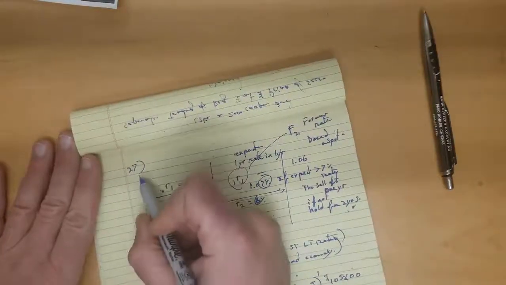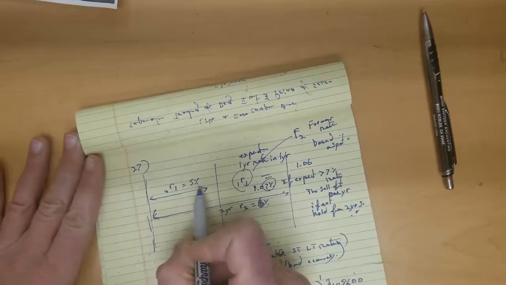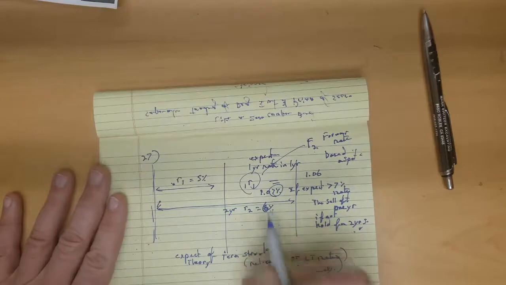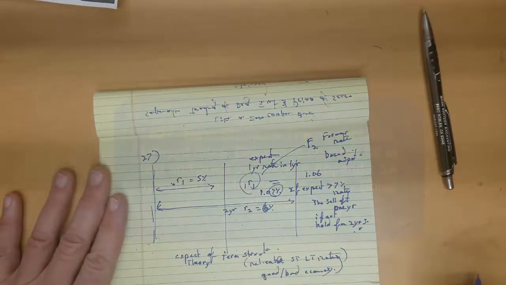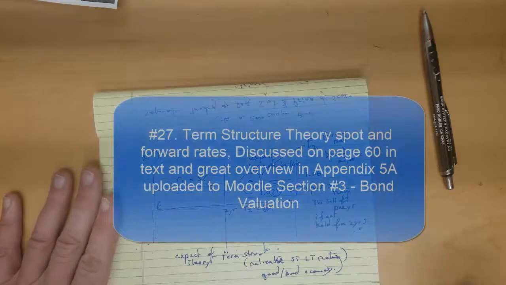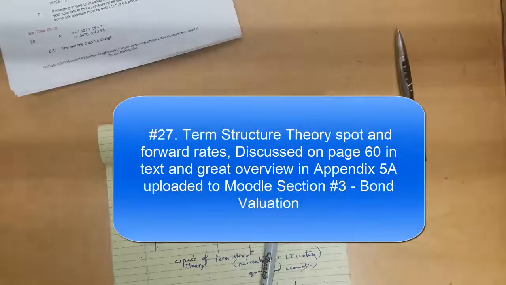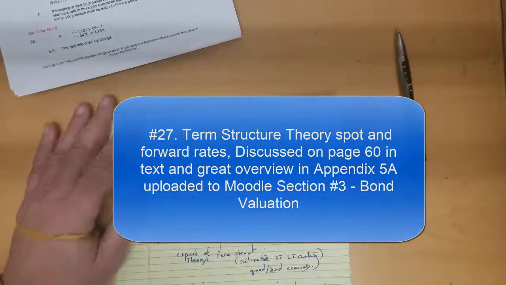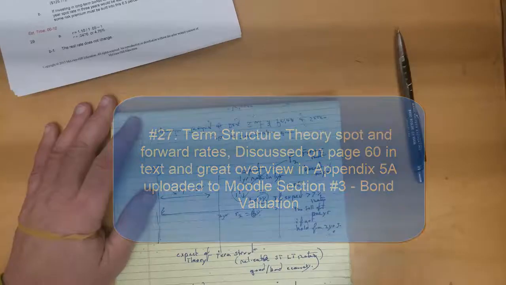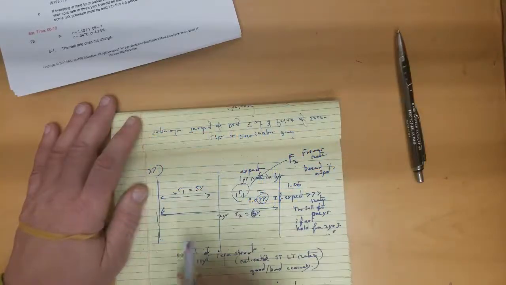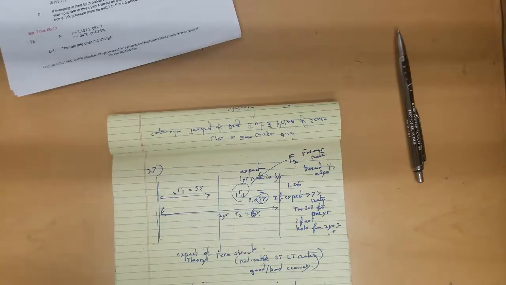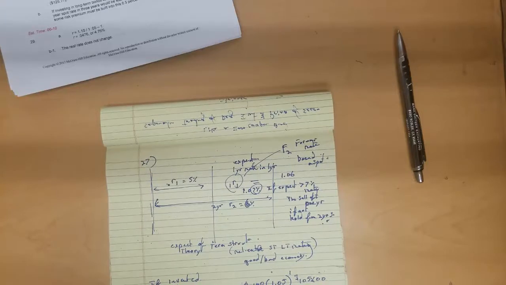Let me go into this. It's basically saying that in number 27 the spot rate in year 1 is 5%. The 2-year spot rate is 6%. How would we figure that out? Well, let me show you how you can interpret this. We've got the 5%, and the 6% rate at the 2-year spot rate, and basically what we're looking at is the gist of the expectations theory.